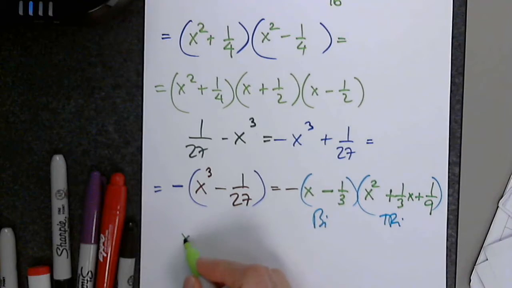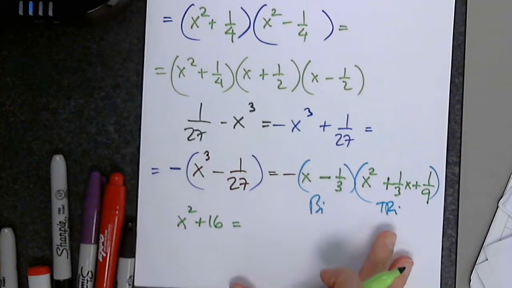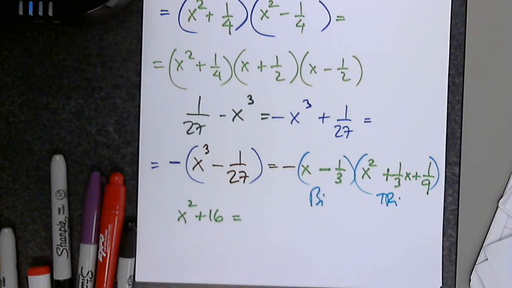X squared plus 16. What is it? Binomial. Is it in descending order? Yeah. Greatest common factor? Negative leading coefficient? Special product? Sum of squares. Good. What do I write? Not factorable. That's it.